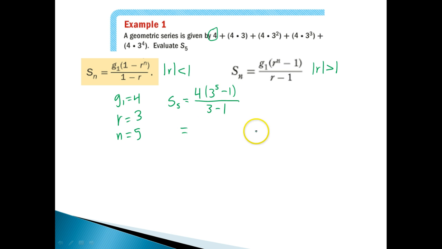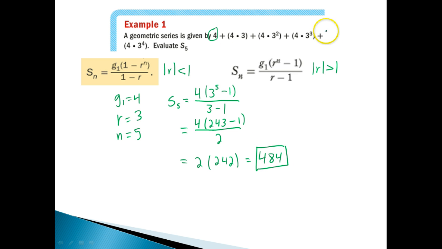So let's see if we can make that look a little nicer. So that's 4 times 3 to the 5th power, which is 243. Definitely grab a calculator for that if you needed to. Minus 1, and that's all divided by 2. Well, 4 divided by 2 is 2, so this is just 2 times 242. I believe that is 484, excuse me, 484. And that's our answer. So if we were to multiply these out and add them all together, we would get 484. And that's all there is to it.